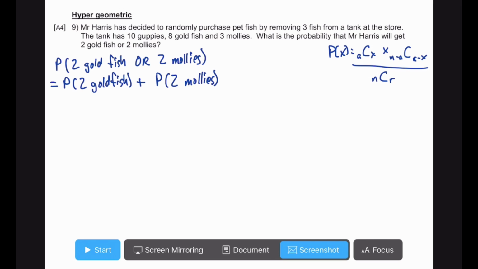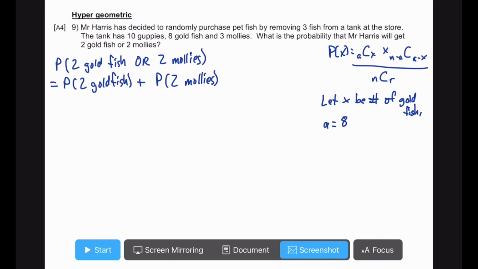So in the first case, we're just going to deal with the goldfish. So I'm going to define my variables off to the side here. So A is the number of successes in the population that I'm choosing from. So right now, actually, we should say let X be the number of goldfish. So right now, success is being a goldfish. How many successes are there in the tank? How many goldfish are there in the tank? There's 8.